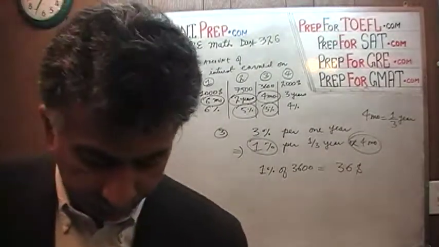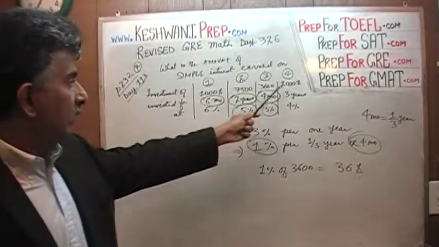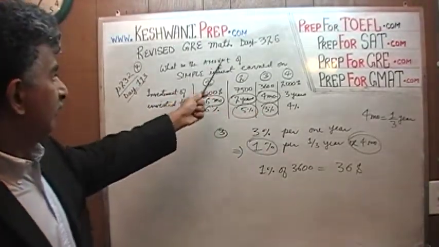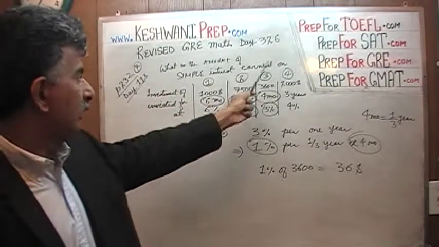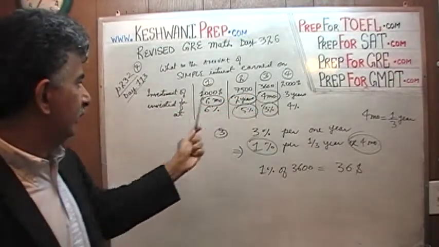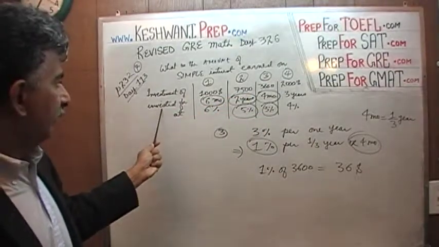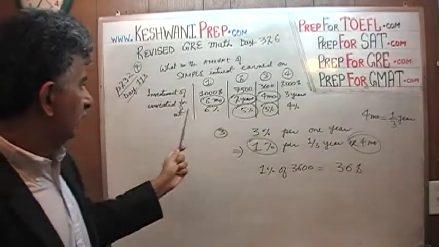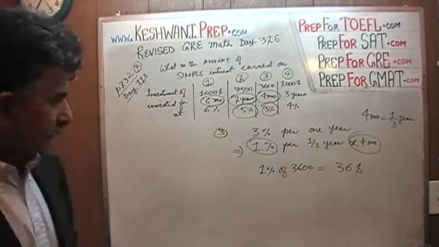This is the very last one. In the last problem, we are investing an amount of $2,000. What's the amount of simple interest earned on the investment of $2,000 if you're going to invest it for 3 years at 4%? So let's do that here.